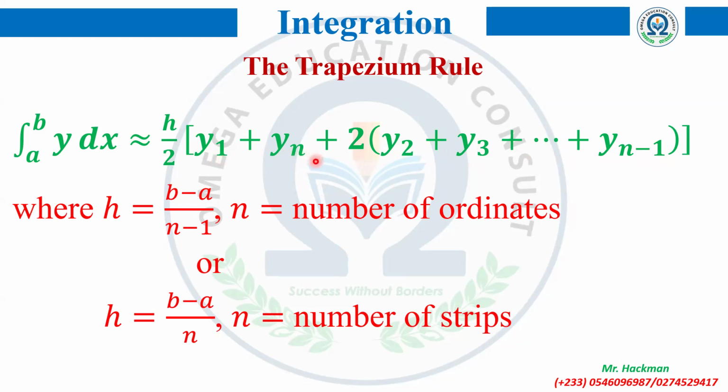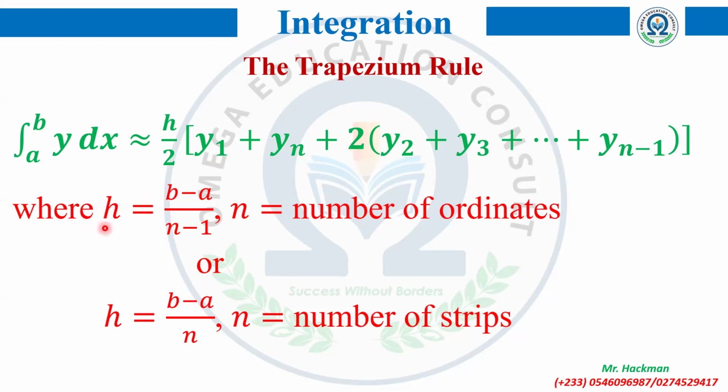Going forward, if it becomes very necessary, I will let you know why the first y and the last y you have only once. You sum them, then the others will be twice. That's the reason why you have the two outside.